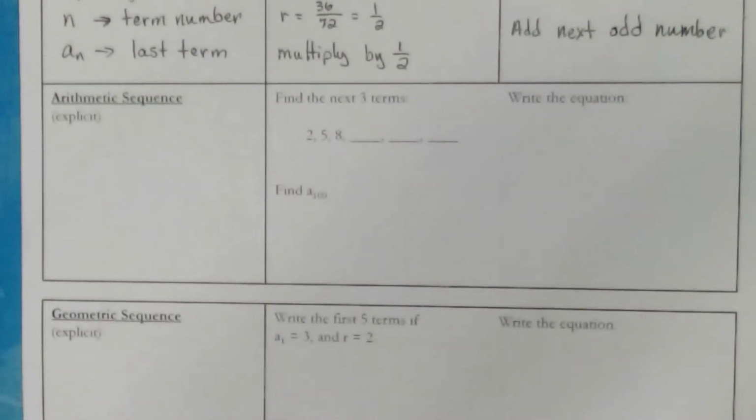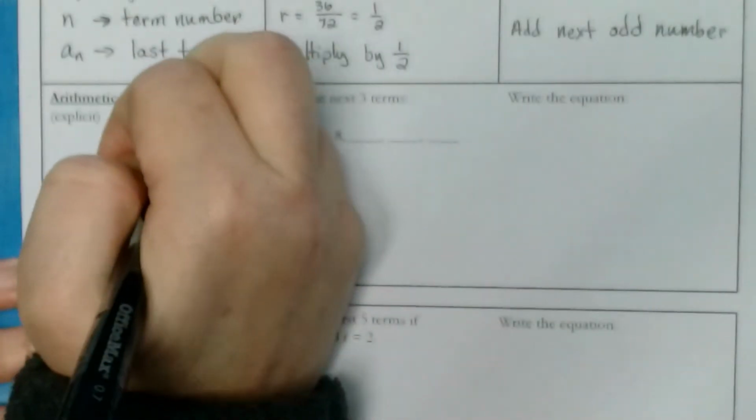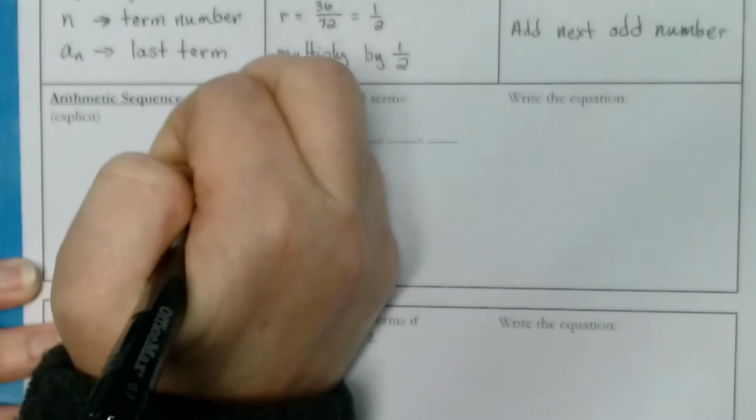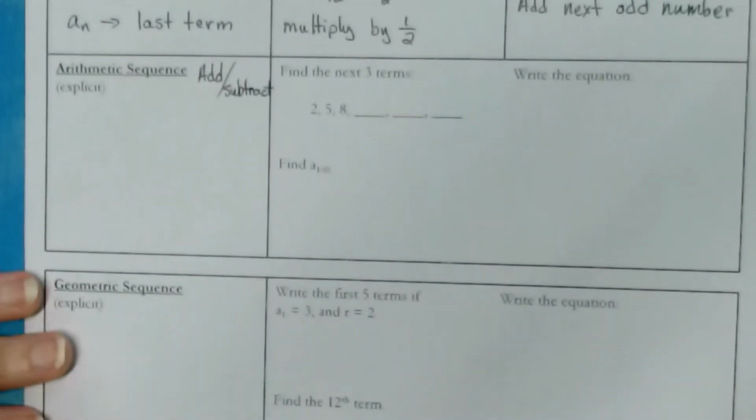This is Mrs. Boots, and we're going to talk about arithmetic sequences. So arithmetic, I know, it looks like arithmetic, right? I'm totally saying it wrong, of course. All right, so this is when we add or subtract. I'm adding or subtracting to get the next term in my sequence. Okay, easy enough, not a big deal.